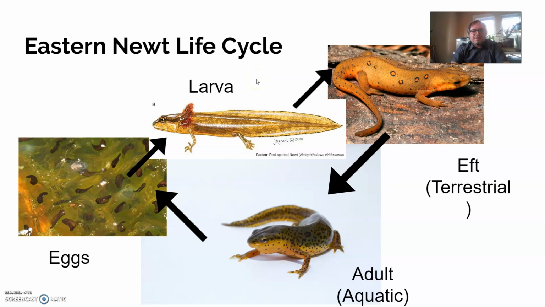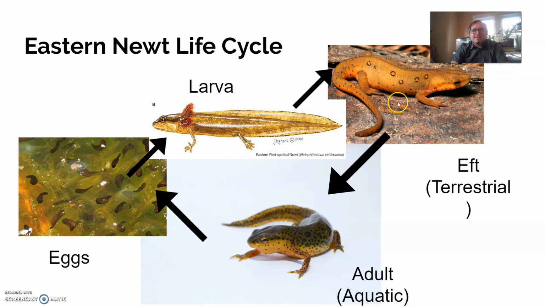So here, we can see that some salamanders have other steps in their life cycle that are a little different. So this is the eastern newt and its life cycle. Again, we start out with eggs. We get larvae that have those external feathery gills that have to live in the water. Then we get an eft. An eft is a more terrestrial form, lives on the land.